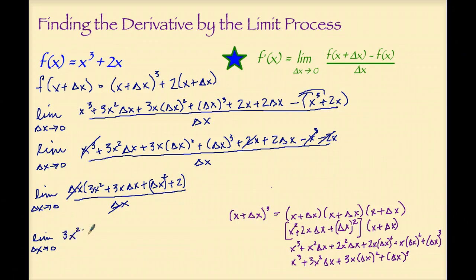This is 3x squared plus 3x delta x plus delta x quantity squared plus 2. And taking this limit means that all of the terms with delta x become a 0, leaving 3x squared plus 2, the derivative of our original function x cubed plus 2x.